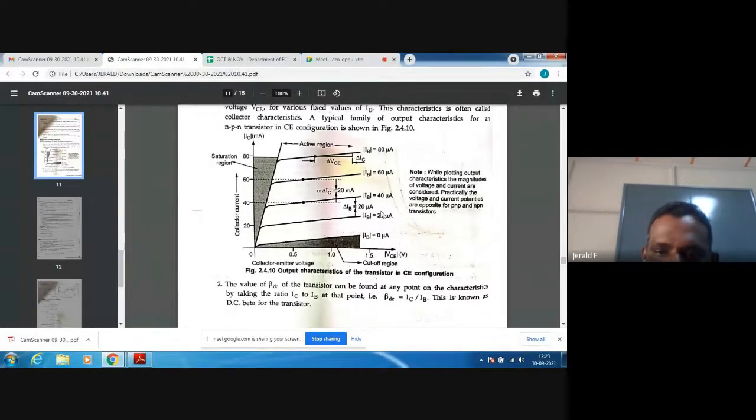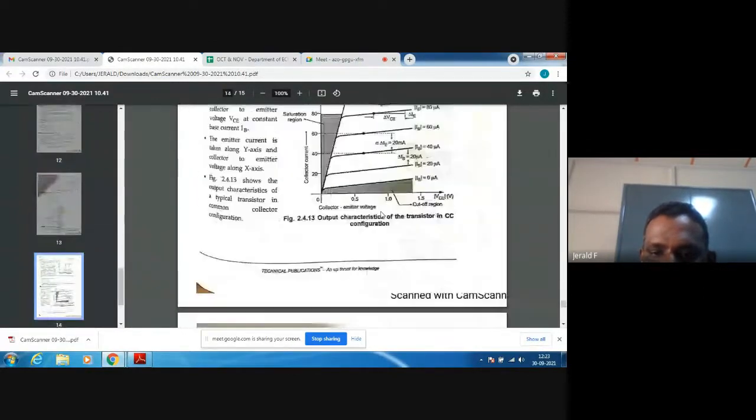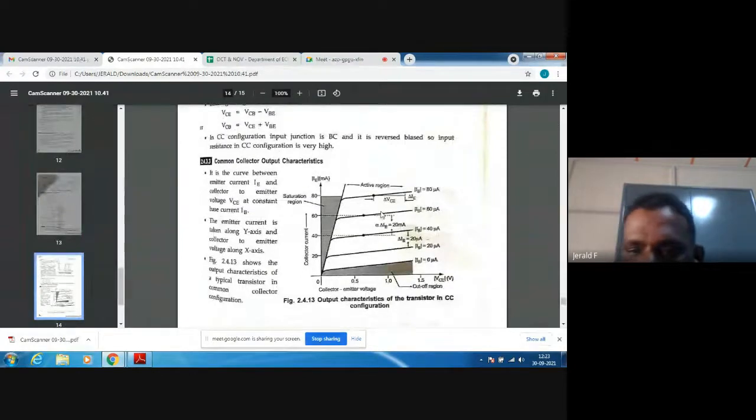So this 0, 20, 40, 60, 80 is there. And you can use this for the same thing, but it can vary minutely. So it can vary minutely from the current. This is Delhi. So everything will be almost the same. Only minutely it will change from the microamp current. That is called the output characteristics of the common collector configuration.